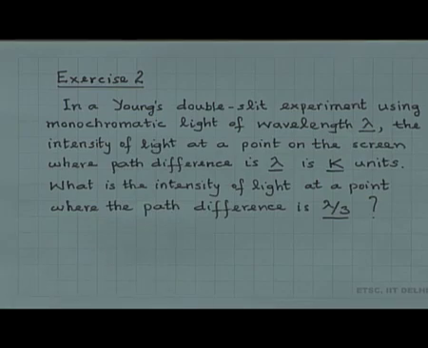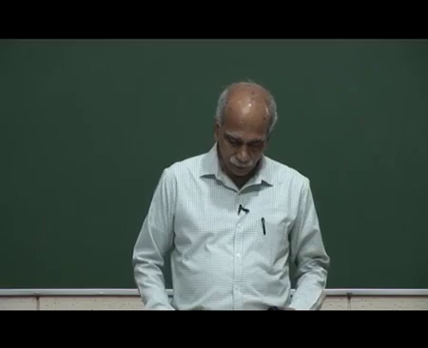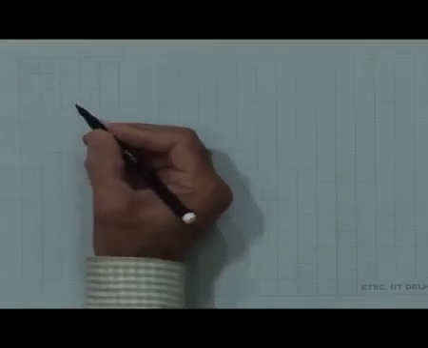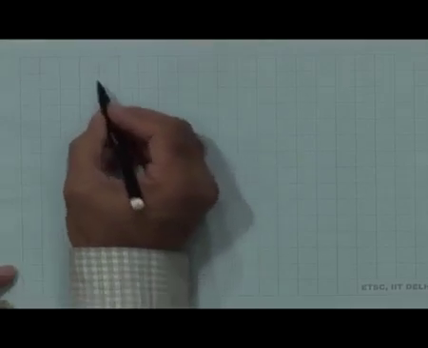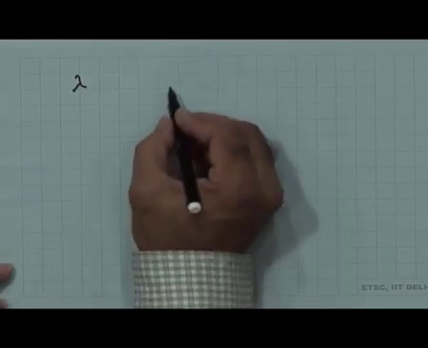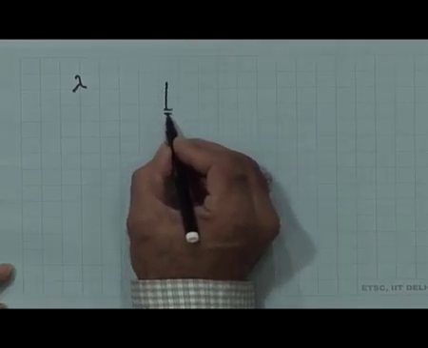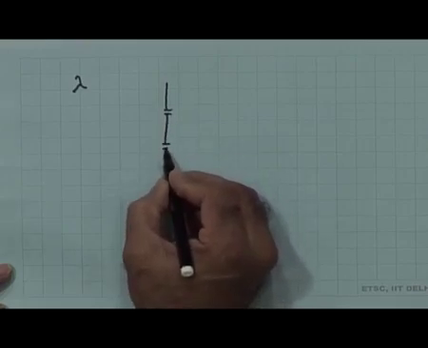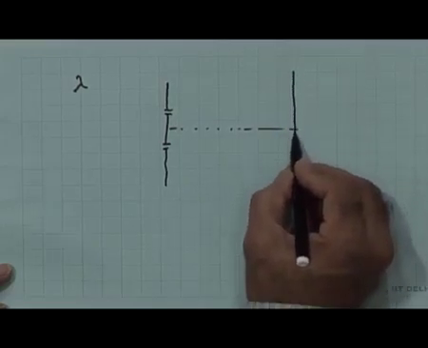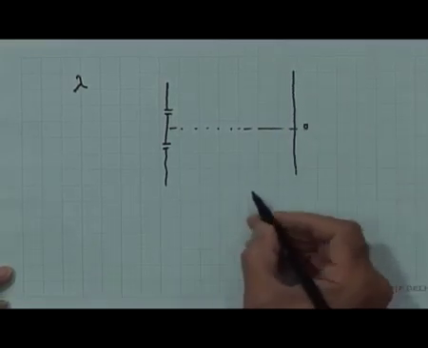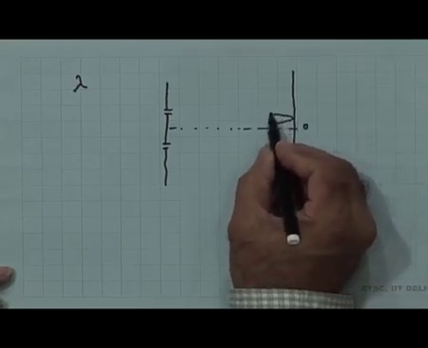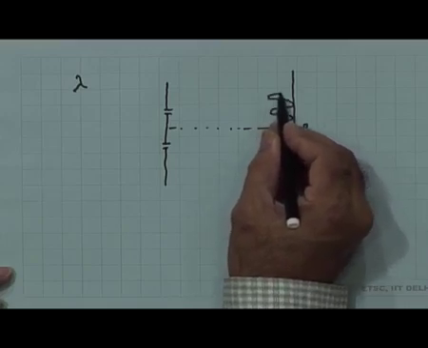Let me take one more example, again from the book. In a Young's double slit experiment, monochromatic wavelength lambda is used and the intensity at a point is given. The moment the question says Young's double slit experiment, it is always better to first draw the arrangement. So, this is here O, and we know that the fringe system is here, the sinusoidal cos square delta fringe system.